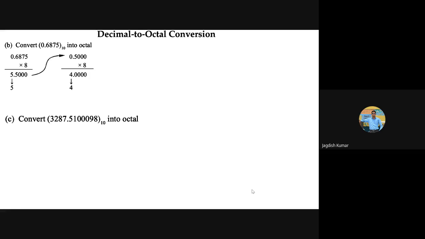Let me give you now another example. Now convert this number to corresponding octal number system. Just for your practice, convert this number to octal form. Do it in your notebook. What will this number be equal to in octal form?